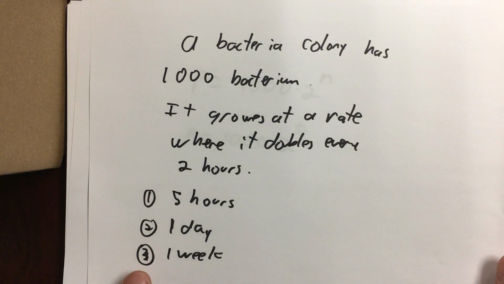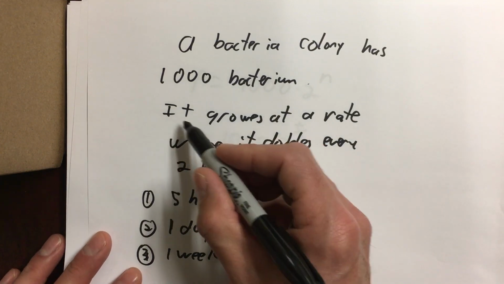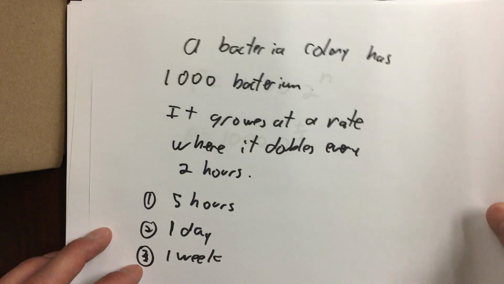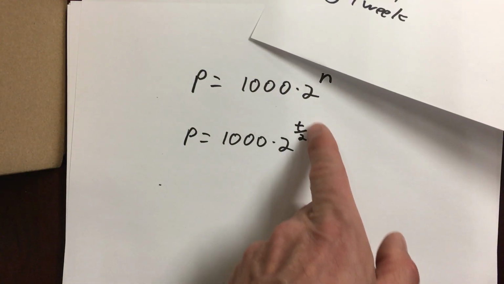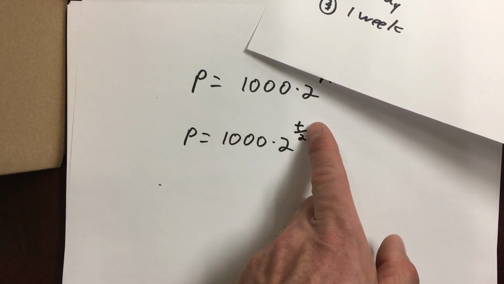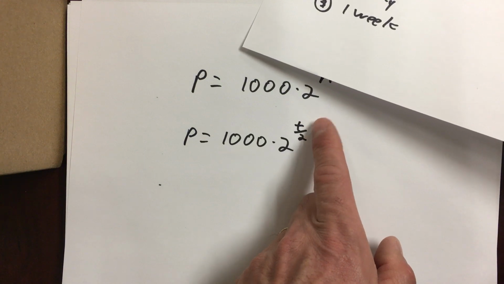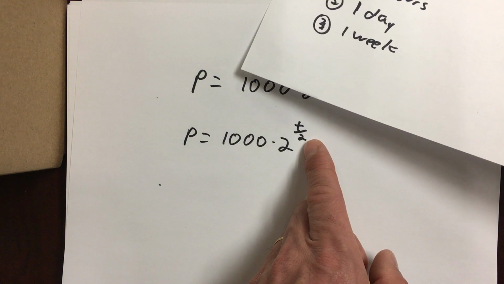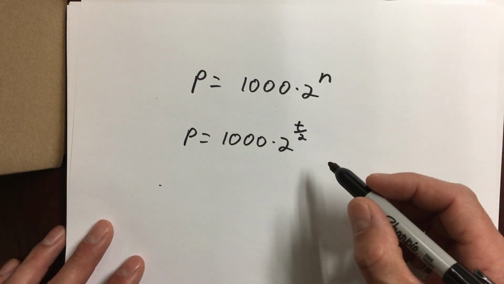That's a very rhetorical question, I guess. I can't hear your answer there. Okay, so it grows at a rate where it doubles every 2 hours. I want my exponent to represent how many times it has doubled. I take my amount of time and divide it by what we call the doubling time. So let's try this for 5 hours.